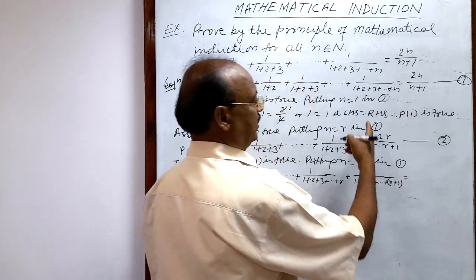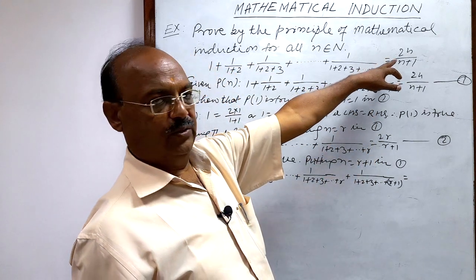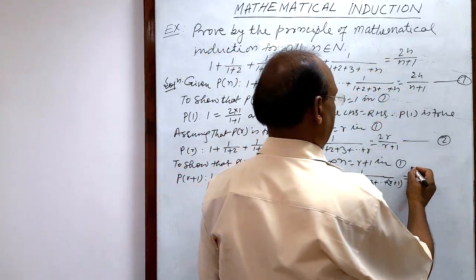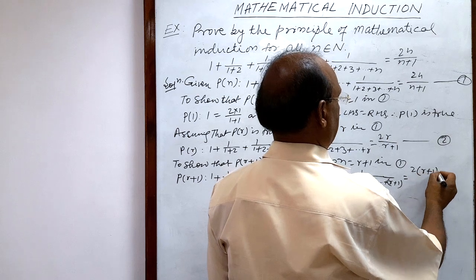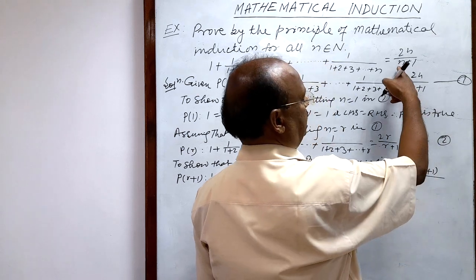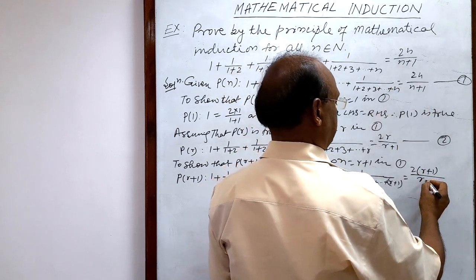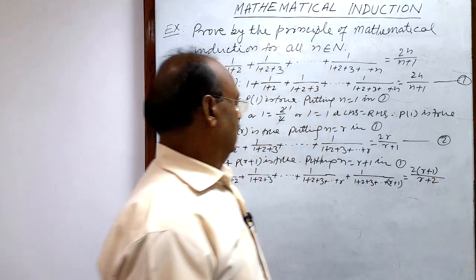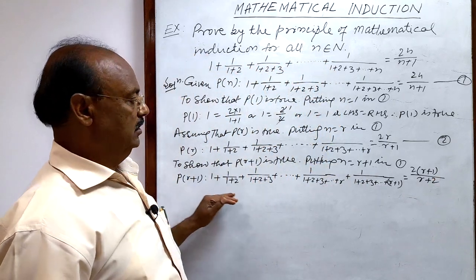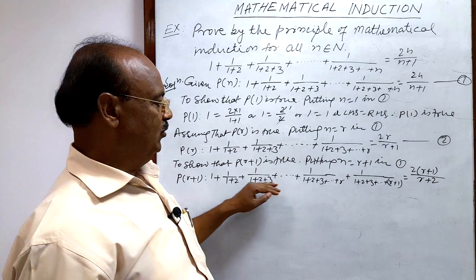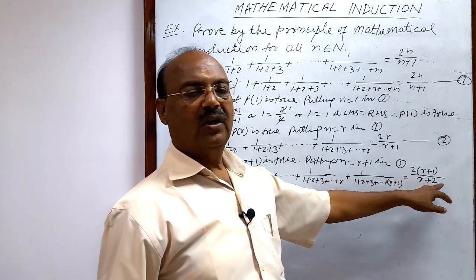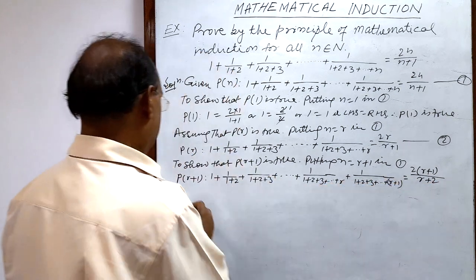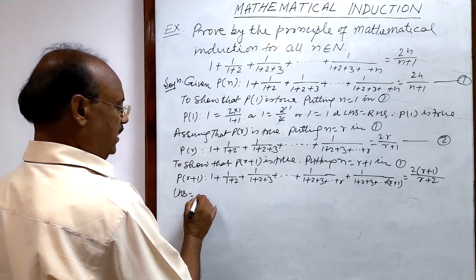And on the right hand side we will put n equal to r plus 1 here. So this will be 2 into r plus 1 divided by r plus 2. Here we have to prove that this is correct, meaning we have to show that LHS is equal to RHS. Okay, so let us start with LHS.